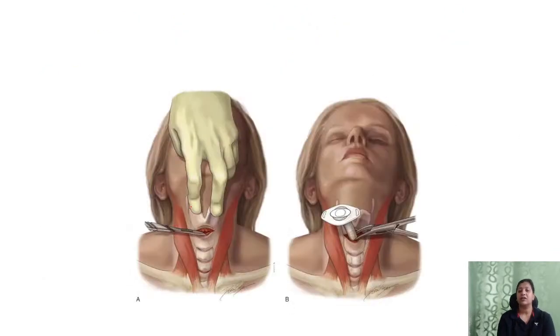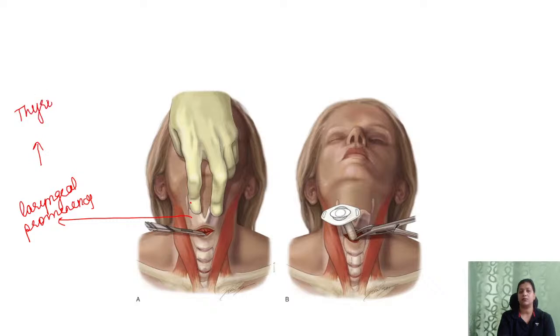The first thing that you will do is identify the laryngeal prominence. What is the laryngeal prominence formed by? It is formed by a very important cartilage called the thyroid cartilage. Once you have identified the laryngeal prominence, you will pull the thyroid cartilage up, like how they have shown it in the image, so that it is stabilized.